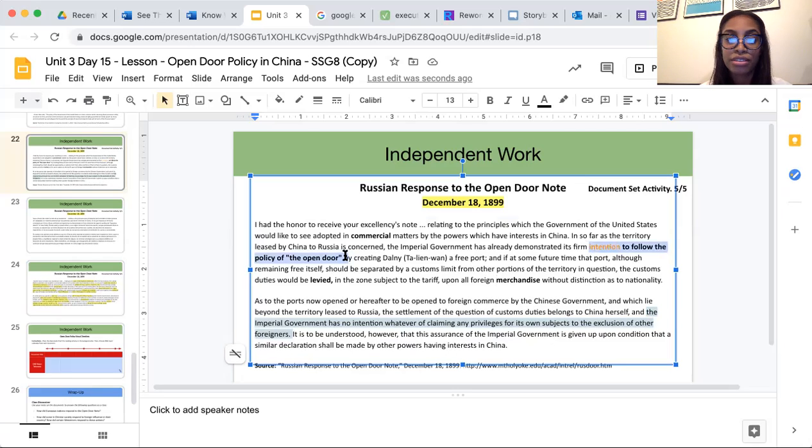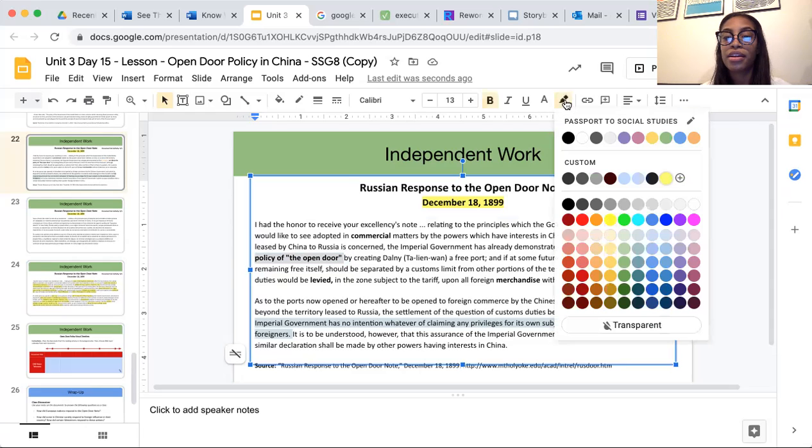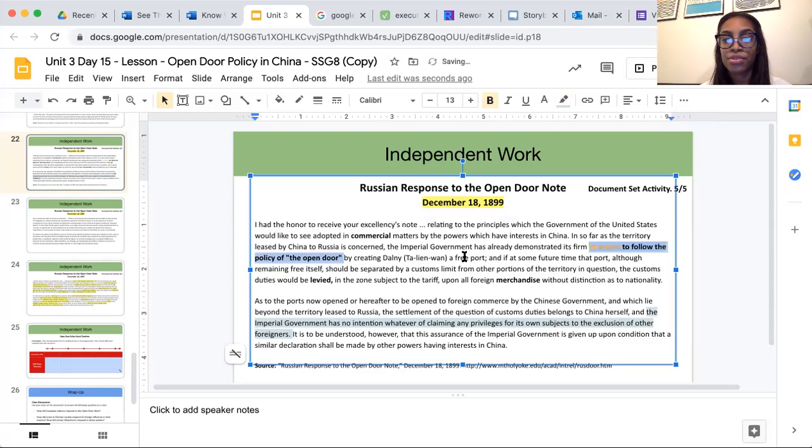So of course, annotating for a purpose is very important here, but you need to model that for your students.